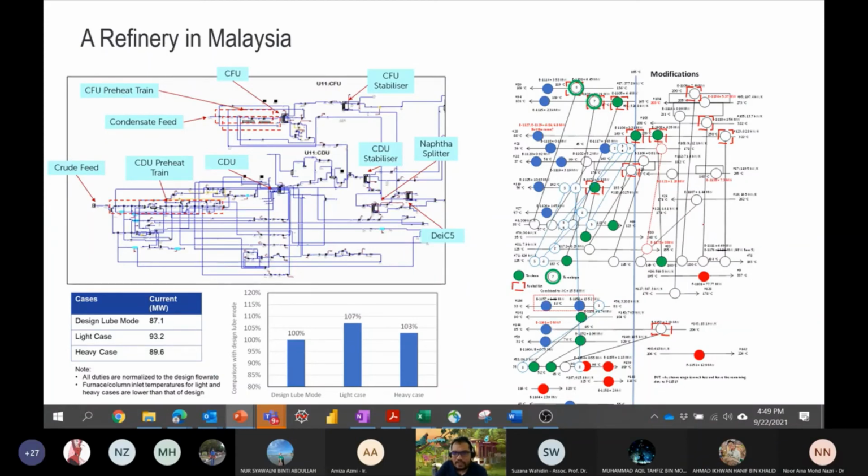The second one is that typically when we put all the data into the tables that they provide, they will assign the top as the hot streams, and the bottom part as the cold streams.